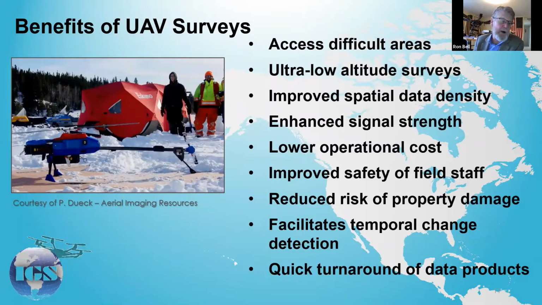Anyway, the benefits of UAV surveys, we're using them to access difficult areas. We're flying what I call low and ultra low altitude surveys. We think of low as being below 500 feet AGL, and ultra low I define as being below 10 meters or so. Generally, it's on the order of 1 meter above the ground surface. That's where our sensor is.